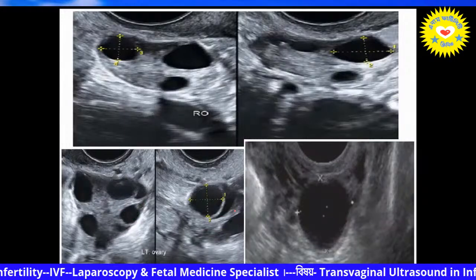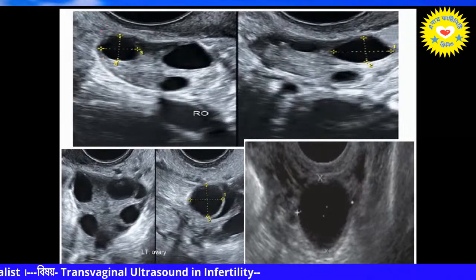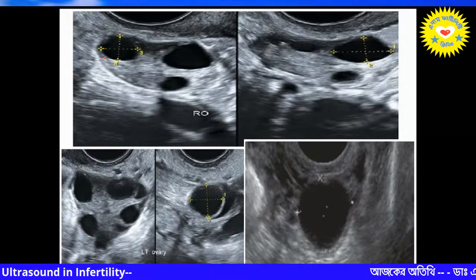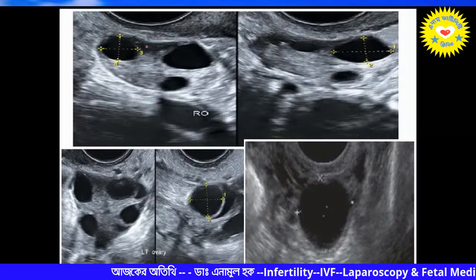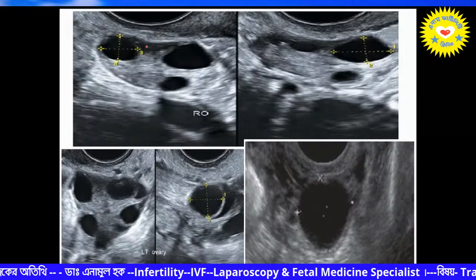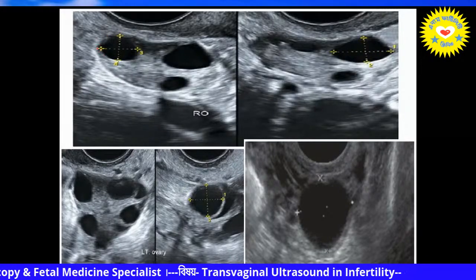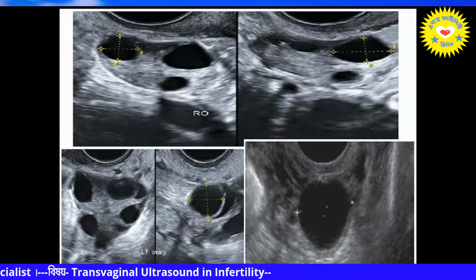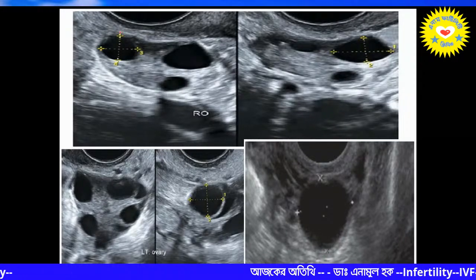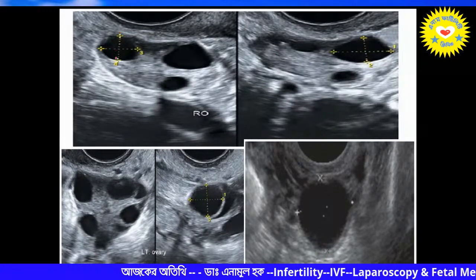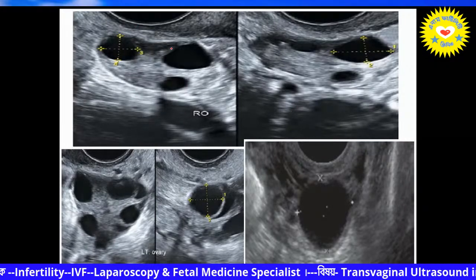And how do you measure the follicular diameter? You have to measure it in two directions. You scan the follicle in such a way that it is more or less round. Then you measure the diameter in one direction, from here to here. Then the second one exactly perpendicular to that line, at 90 degrees. The average is the actual diameter of this follicle.